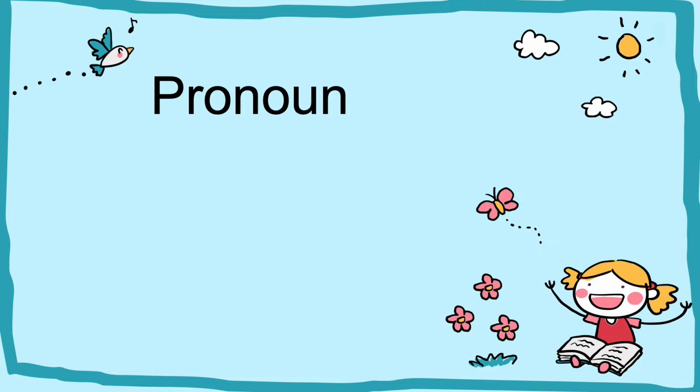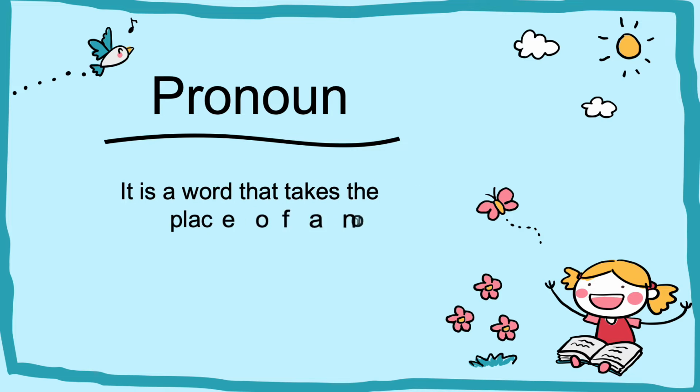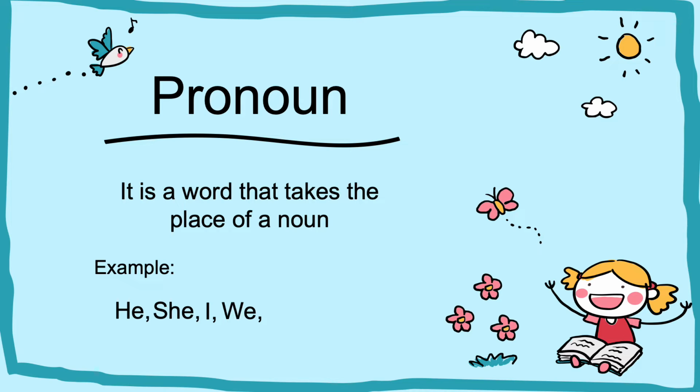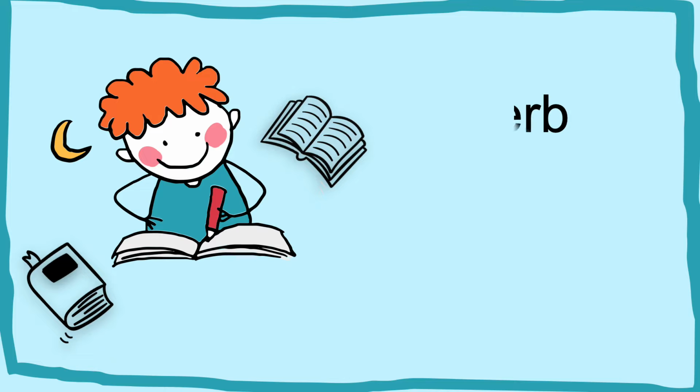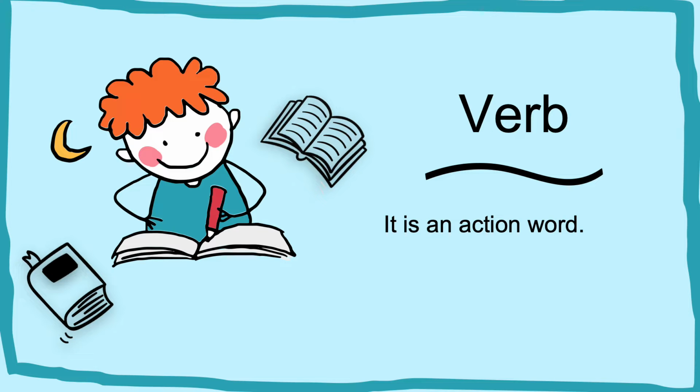What is a pronoun? When we say pronoun, it is a word that takes the place of a noun. Examples of pronouns: he, she, I, we, you, and they. Verb. What is a verb? When we say verb, it is an action word. Examples of action words: go, eat, play, clean, and sleep.